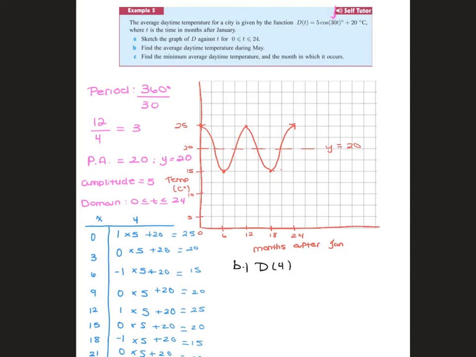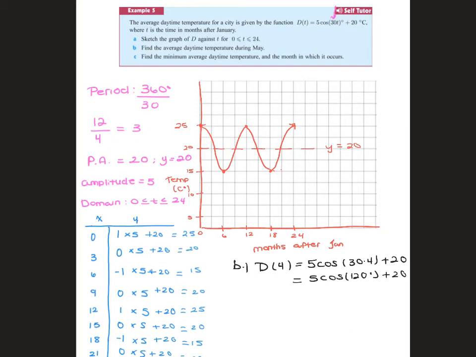So it's really important that you interpret these questions correctly. Remember, again, this class is called Applications and Interpretation, so we are applying our mathematical knowledge of sinusoidal functions, and now we are interpreting the function and what it represents in the context of the problem. So now I'm going to take 5 times the cosine of 30 times 4 plus 20. So I'm just plugging it into that equation. So you get 5 times the cosine of 120, and this is in degrees, plus 20.